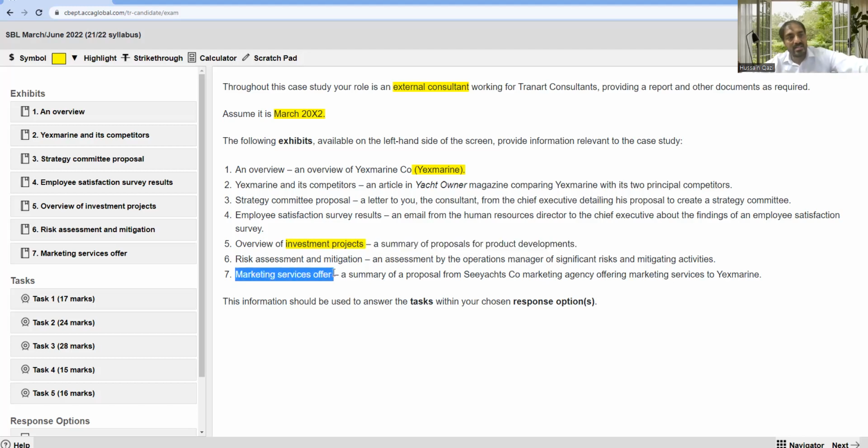My part of the area is these three: investment project, marketing services, and something related to change management affecting employee satisfaction. But I will emphasize, in this series of sessions, number one, first the investment projects. Then the rest of the series will be about employee satisfaction and marketing services.